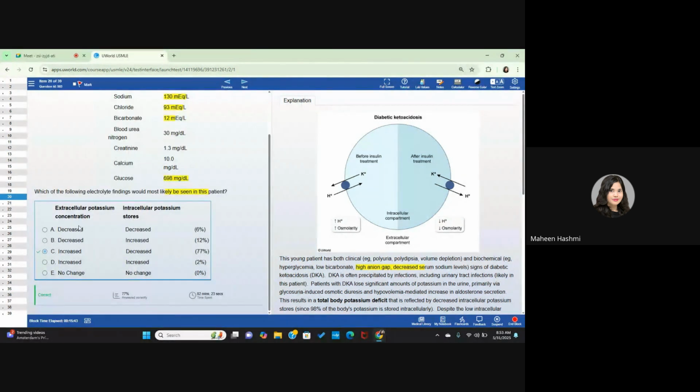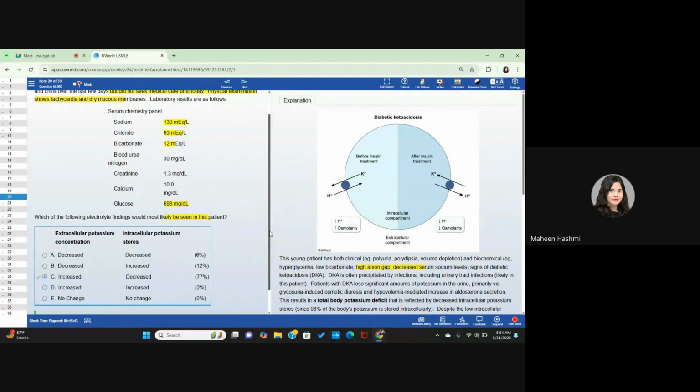All right. So we know that intracellular potassium stores are going to be depleted, and overall it's going to be increased, right? This is why it's also called masked hypokalemia, because when we measure the potassium, it looks normal, but actually the potassium is low, and that is why we give the patient potassium along with the treatment. All right, so what is the treatment for DKA?